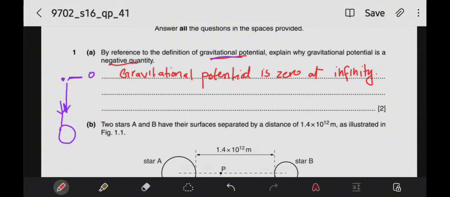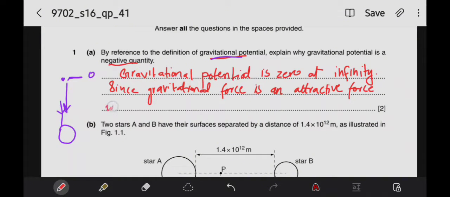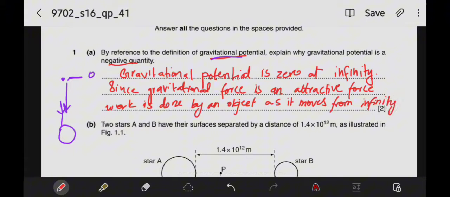So another point that is important to note here is that since gravitational force is attractive, work is done by an object moving from infinity. Or you can say as it moves from infinity.